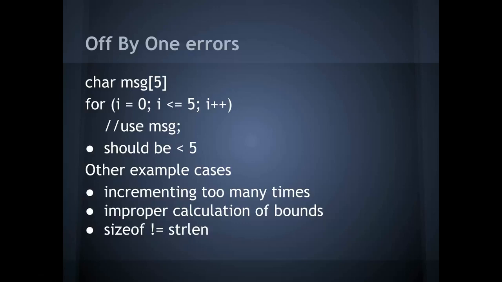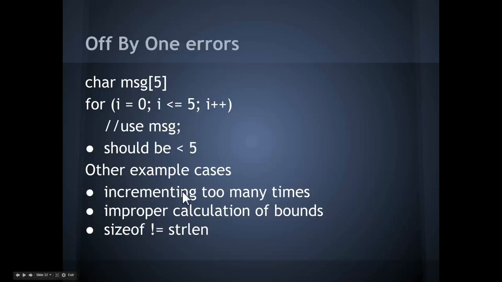Another interesting category to consider: off by one errors. For instance, if you have a character array that's 5 long and you go up to equals 5, that's going to be 0, 1, 2, 3, 4, 5. That's going to be 6 characters that you're going to be iterating over. So it should have just been less than 5.